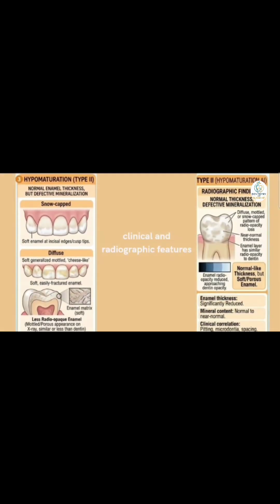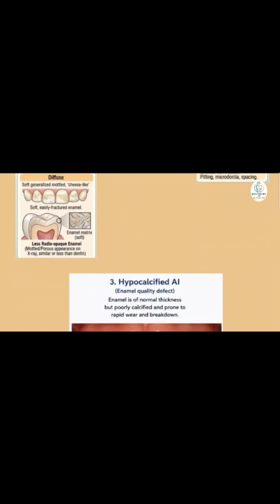Then talking about its clinical features, there is a very well known thing, the snow-capped appearance in type 2. There will be soft, generalized, chalky, cheese-like appearance, a generalized type of condition. In the radiographic features, some areas will be radiolucent, some areas radiopaque, so this goes on and off. This is a normal thickness but soft and porous enamel. As we said, the quantity is normal but the quality is defective.